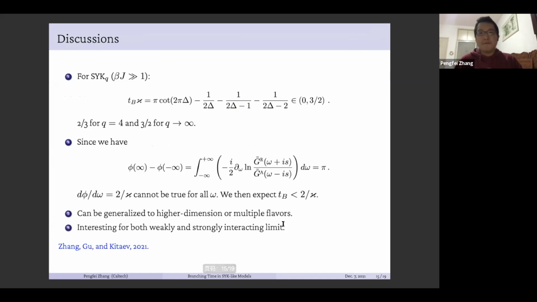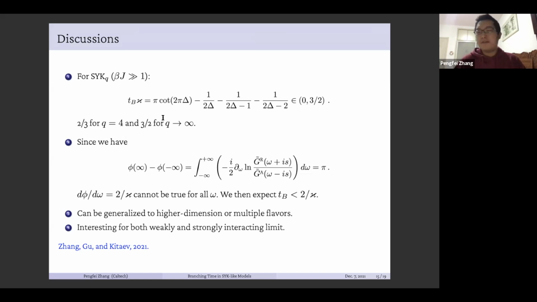So let me ask a few discussions. Firstly, we can ask what happens in the original SYK model in the low temperature limit. There is a concrete formula we can write out, which says if we take q larger than 2 and smaller than infinity, this branching time times the Lyapunov exponent will be larger than 0 and smaller than 3/2. In particular, for example, for q equals 4, it takes the value of 2/3, and for q going to infinity, it takes the value of 3/2.